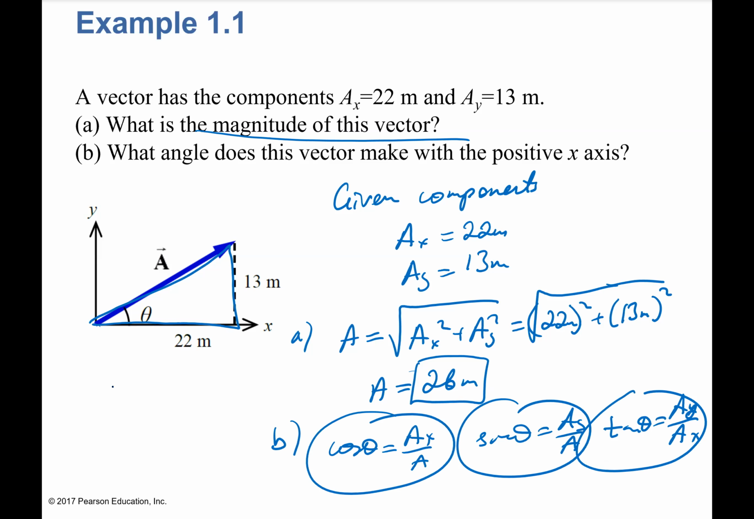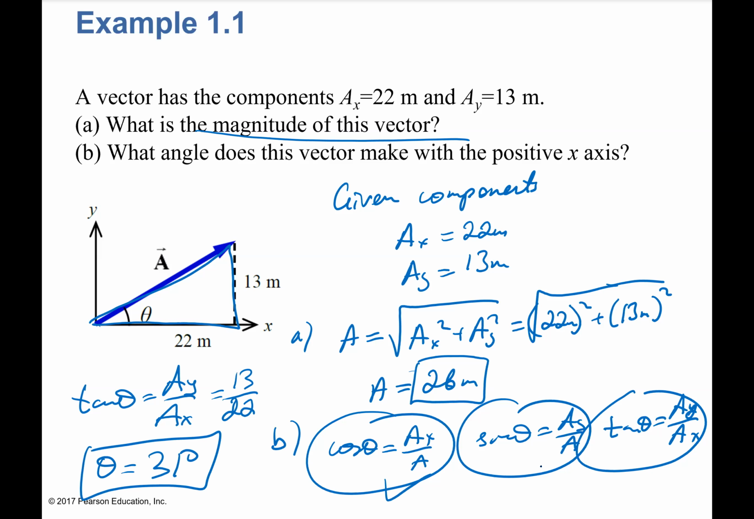So just the standard one is tangent of theta equals AY over AX. So let's say tangent of theta equals 13 over 22. And if I solve for theta, I should get 31 degrees. But technically, all of those could have given me the right answer. You can try it on your own and verify that.